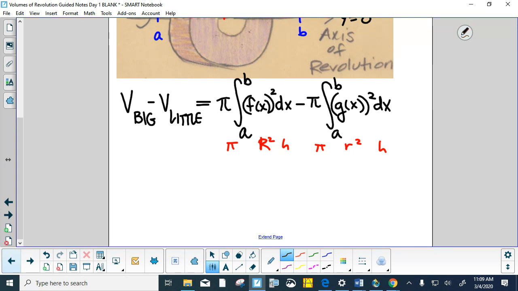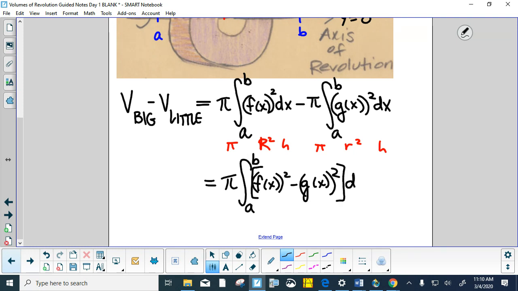Now, most people don't leave this as two integrals because you see things that are common in both integrals. The pi's, what else? From a to b and the dx. Using the properties of integrals, can we condense that and make it one integral? Yep, for the record, everyone was shaking their head yes. Anyway, this is from a to b of f of x quantity squared minus g of x quantity squared, all times dx.